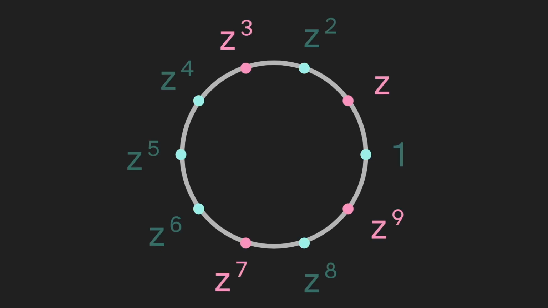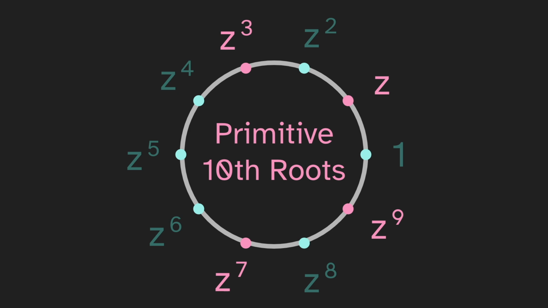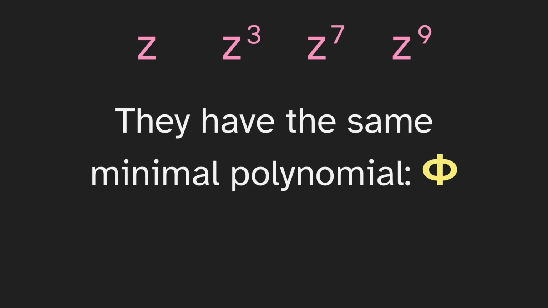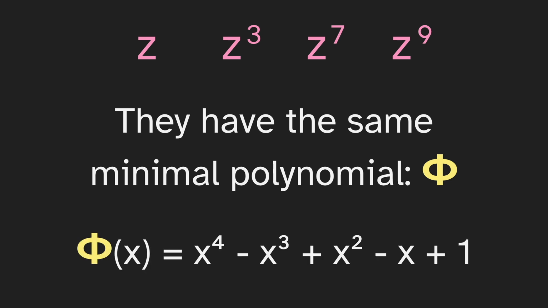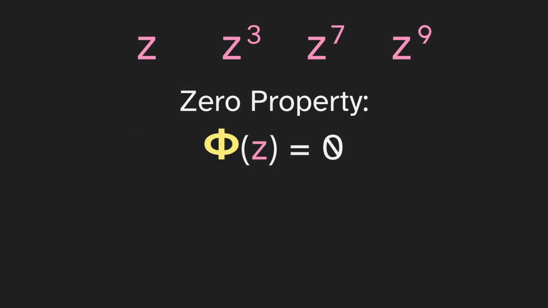So we're going to focus on these 4 points. These are the 4 that will generate all 10 points. And they are special. We call them the primitive 10th roots. They're primitive because they can get to any of the other ones. One thing that these numbers have in common is they have the same minimal polynomial. And this is phi, and this is a formula for phi. Phi has 2 properties. First is the 0 property.